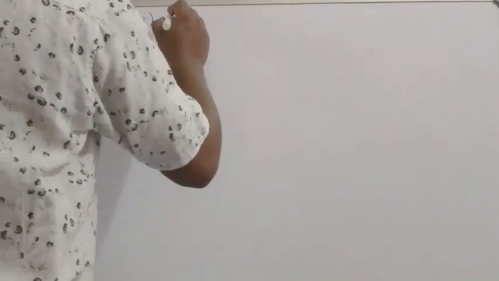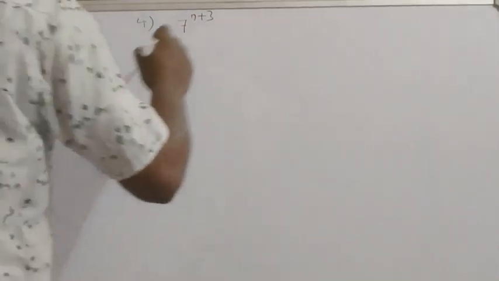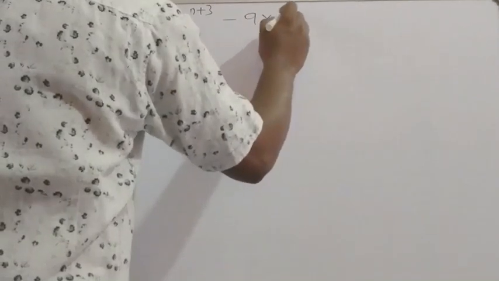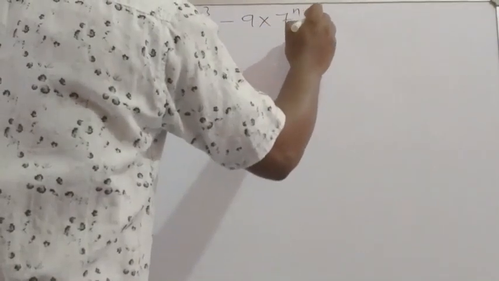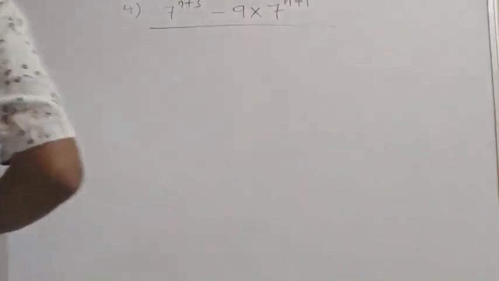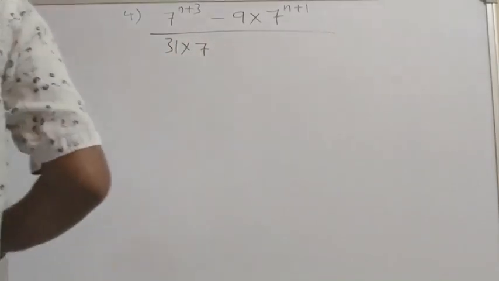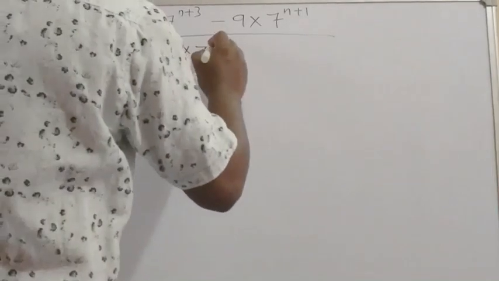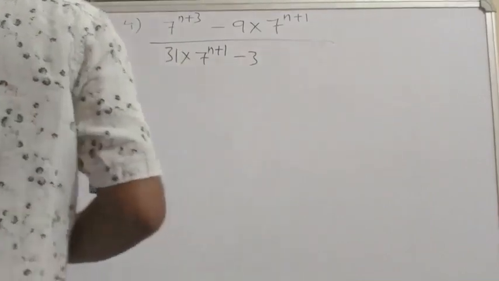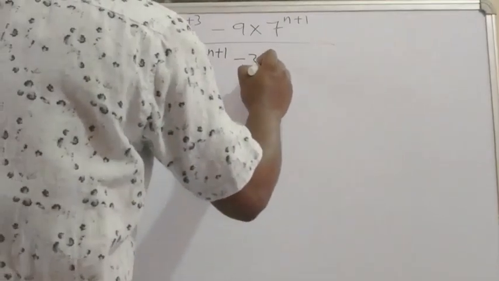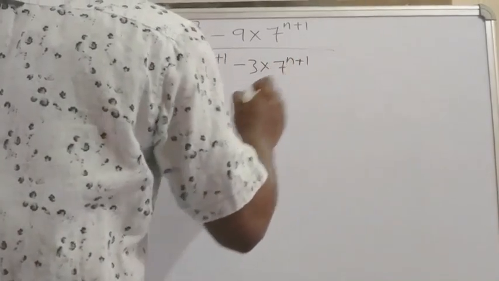7 to the power n plus 3 minus n into 7 to the power n plus 1, all divided by 31 into 7 to the power n plus 1 minus 3 into 7 to the power n plus 1.